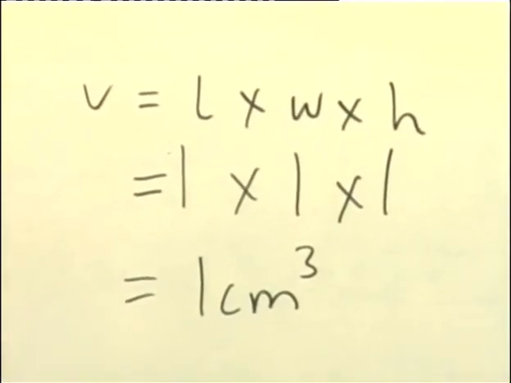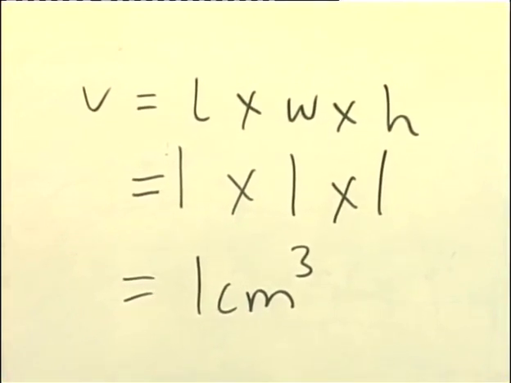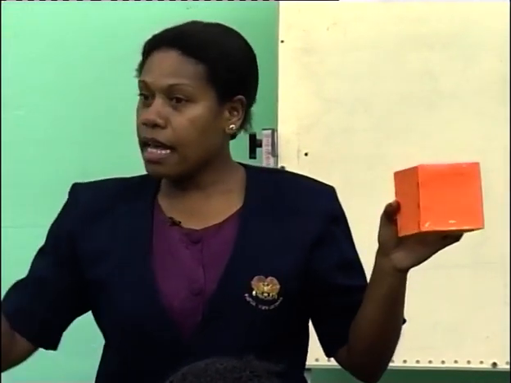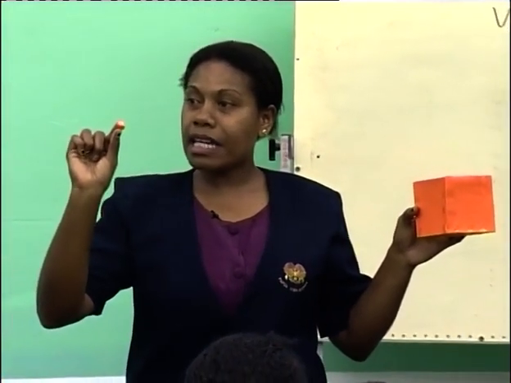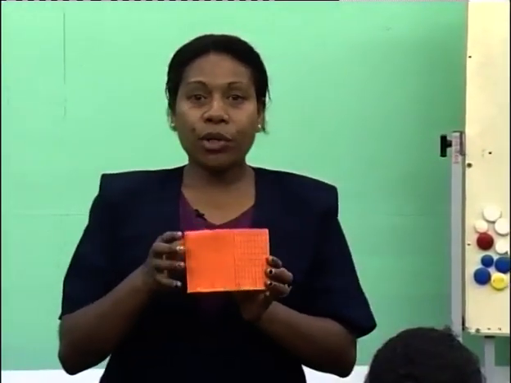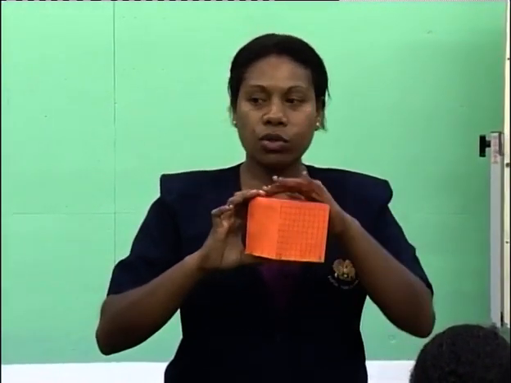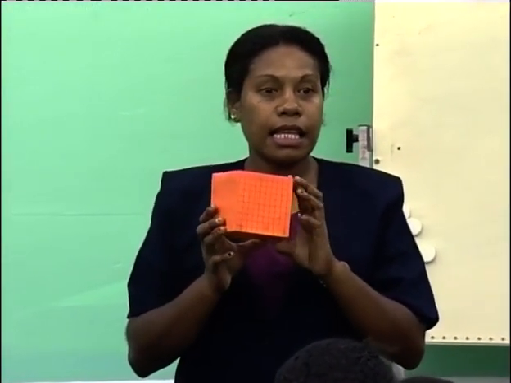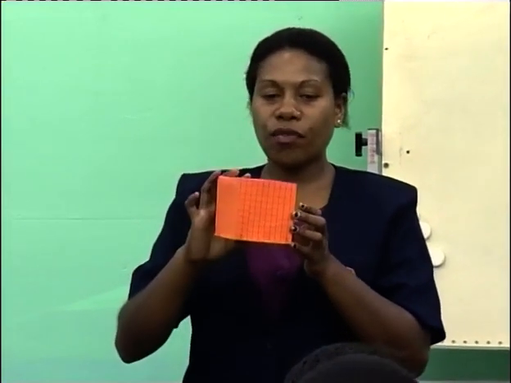Okay? All right, 8Es and receiving students. So now you know the volume of this block is 1,000 cubic centimeters, and this small cube is 1 cubic centimeter. All right, now, if I were to pour water into this cube, or into this block, I want to find the capacity, all right? The capacity of this block in liters.